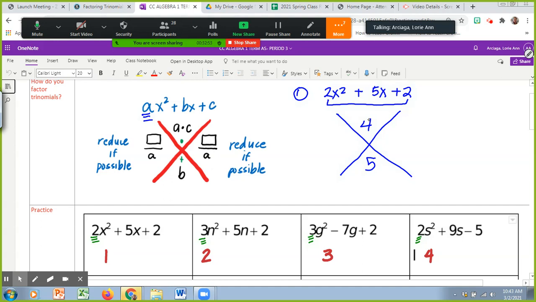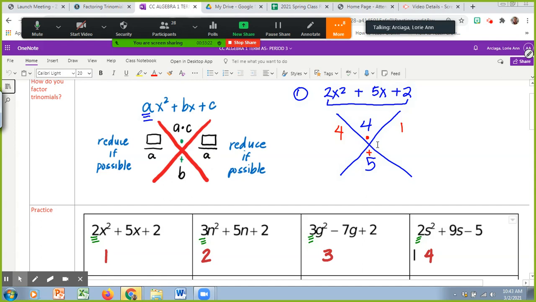Now we're going to look for these two numbers in the same way as we did earlier. We'll find two numbers that multiply to 4 but add up to 5. Can you help me with that? What two numbers multiply to 4 and add up to 5? 4 and 1. That's great. 4 times 1 is 4. 4 plus 1 is 5.